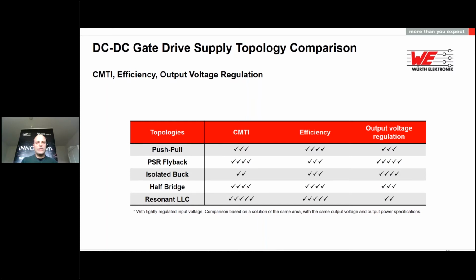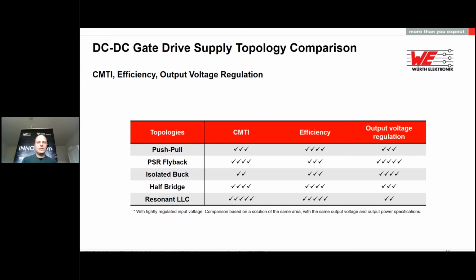We expect to achieve the highest common mode transient immunity with the resonant LLC, and this is due to the acceptance of high leakage inductance. Therefore, the transformer can be designed with very low interwinding capacitance. On the other hand, the isolated buck needs very low leakage, and therefore the transformer will have more interwinding capacitance and will not perform so well regarding the CMTI.